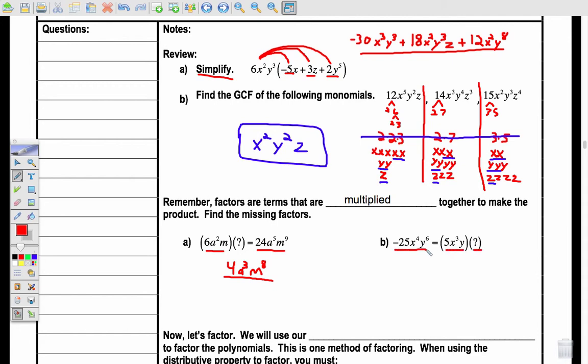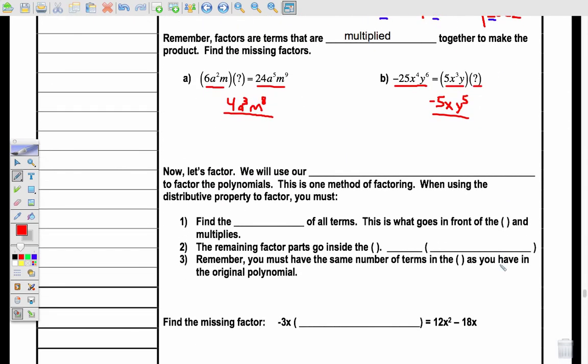Same thing here. This times something gives me the answer. All right. 5 times something gives me negative 25. Well, 5 times negative 5. X to the 3rd times something gives me x to the 4th. I'm just needing one more x, so just multiply by x. Y times something gives me y to the 6th, so that's going to be y to the 5th. Pretty easy the way they're set up.